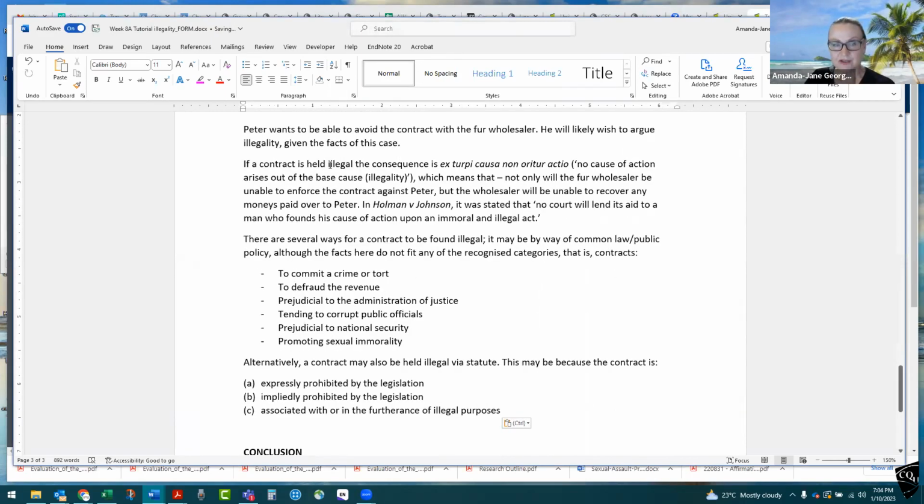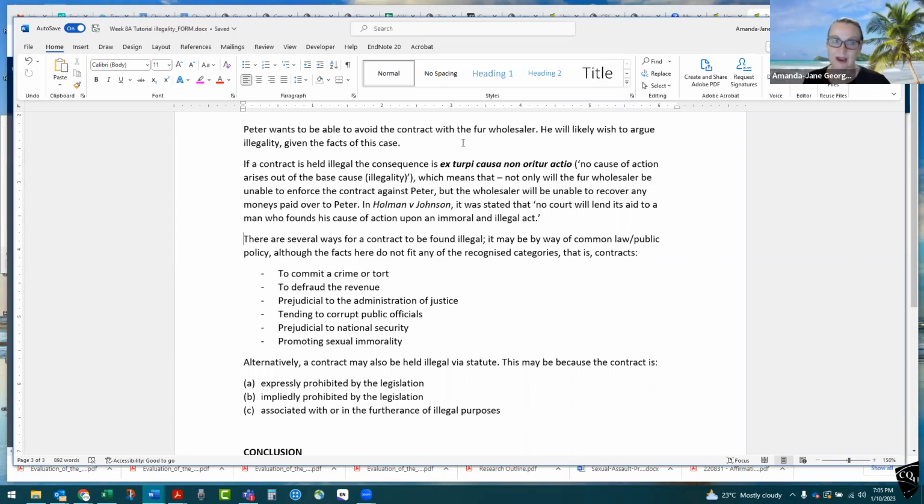And what you're trying to do is impress the marker with your knowledge of this area of the law. So you're showcasing what you know. If the contract's illegal, the consequence is ex turpi causa. No cause of action arises out of the bad case, which means not only will the fur wholesaler be unable to enforce the contract, he won't be able to recover any monies paid over to Peter. So this is a double whammy, a double benefit for Peter, our client.